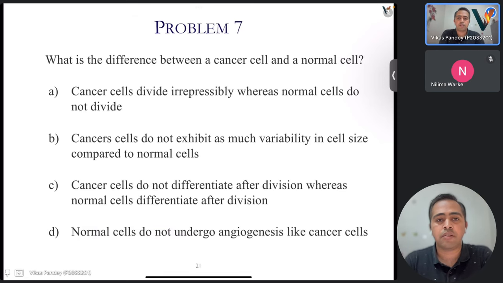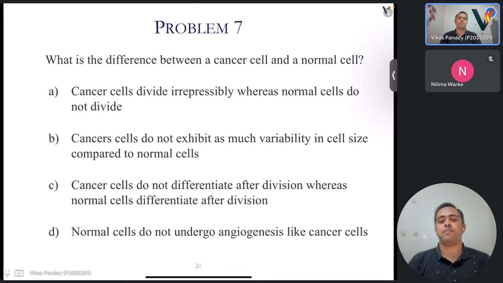What is the difference between a cancer cell and a normal cell? Cancer cells keep on dividing, whereas normal cells do not divide. Cancer cells do not exhibit variability in cell size compared to normal cells. Cancer cells do not differentiate after division, whereas normal cells differentiate. Or normal cells do not undergo angiogenesis like cancer cells.